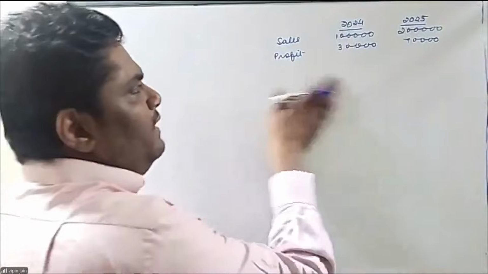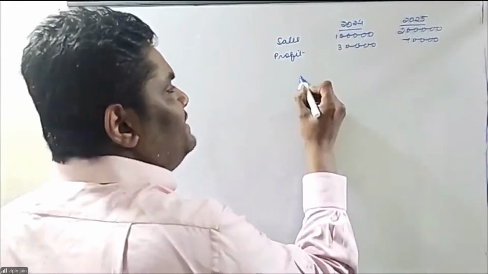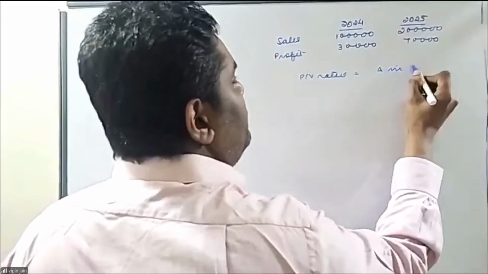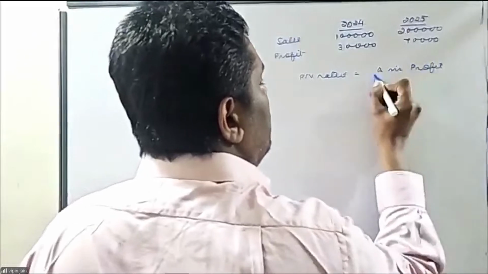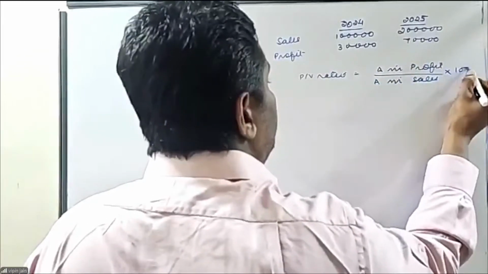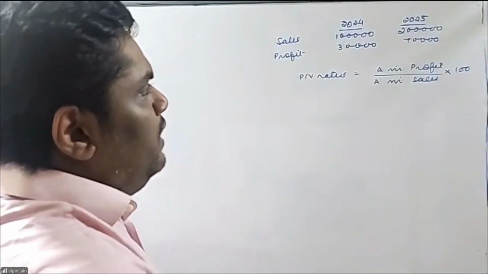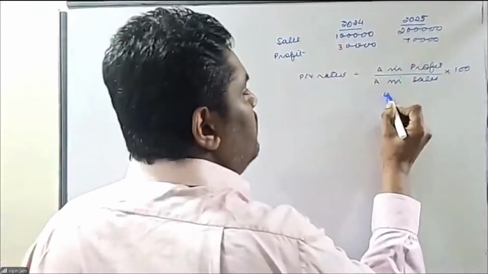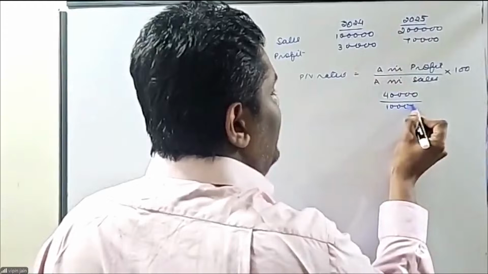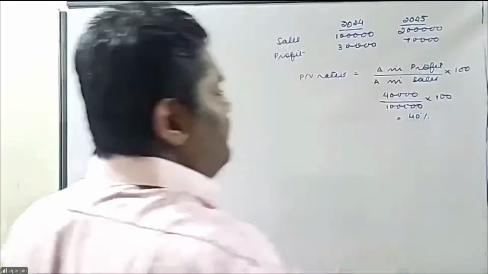If two periods' figures are given, that is sales and profit, and if we want to calculate PV ratio, then it will be change in profit divided by change in sales into 100. So how much change in profit? 40,000. How much change in sales? 1 lakh into 100. So my PV ratio will be 40%.